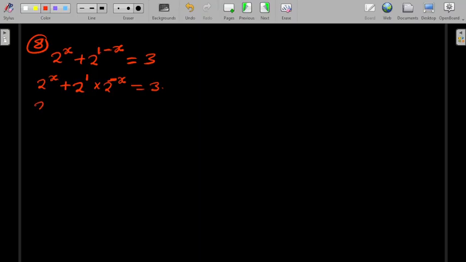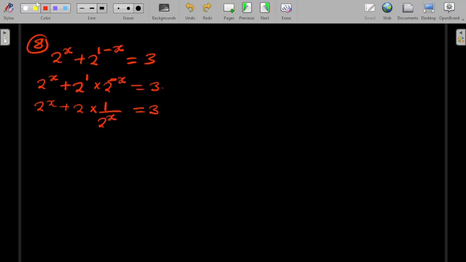So now we have 2 to the power x plus 2 to the power 1, that's 2, then we multiply by 2 to the power negative x. This can be written as 1 over 2 to the power positive x. We have changed the power to be positive. So now this will be equal to 3. After this, you can't cancel and say the 2 cancels. That's wrong, because that 2 has the power 1, and this 2 has the power x. So you can't cancel like that.